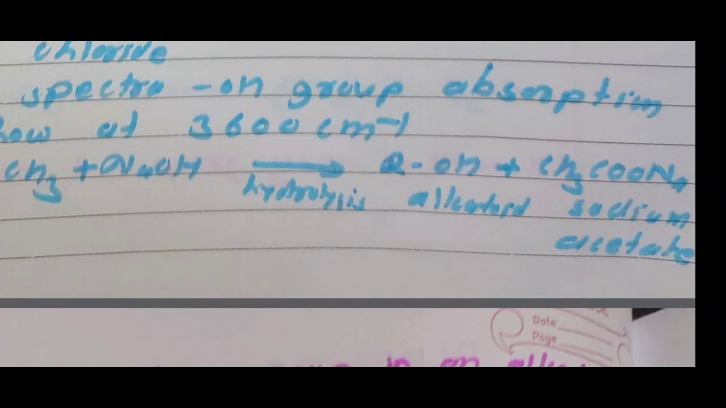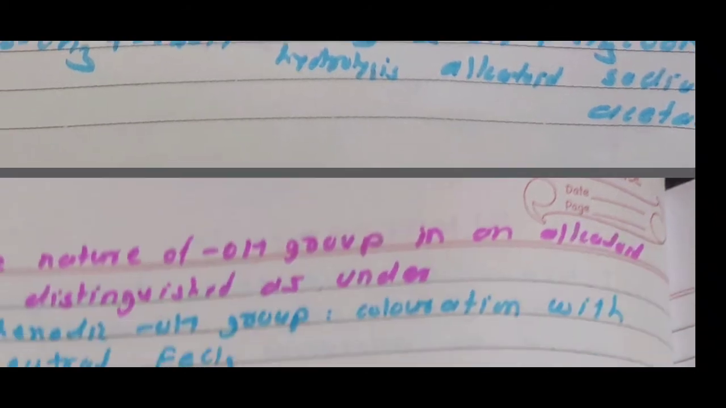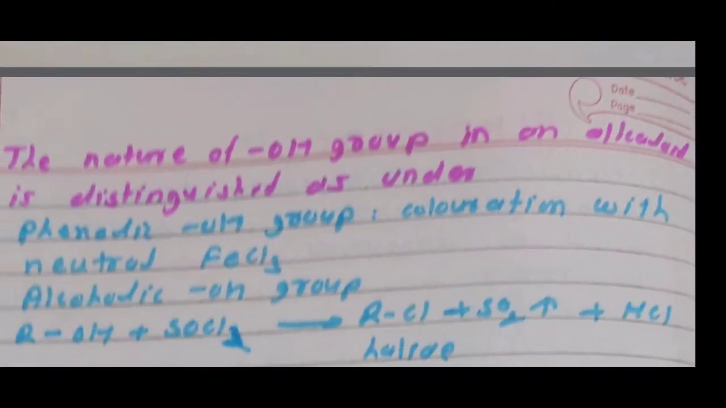The nature of OH group in alkaloid is distinguished as under. Means in which form this OH group is present. First is the phenolic OH group. In case phenolic OH group is present in alkaloid, then with FeCl3 alkaloid gives a colored solution, and solubility of alkaloid in alkali hints the phenolic OH group present in the structure of alkaloid.